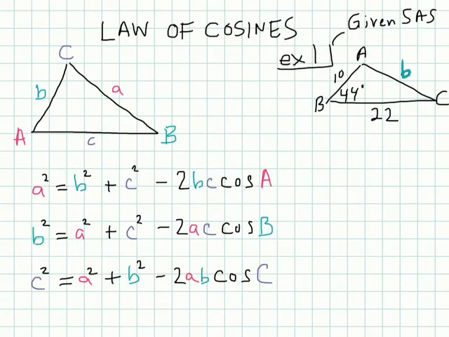Alright, welcome to Geometry 5-2, Law of Cosines. This is similar to the law of sines in that we're given the law to help us find missing parts of a triangle, be that an angle or a side.